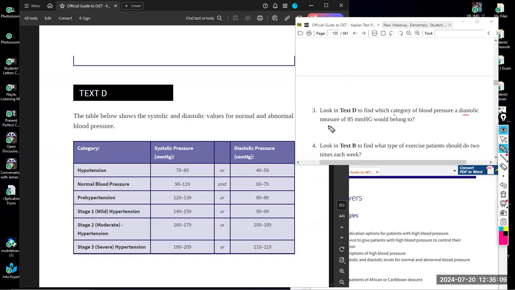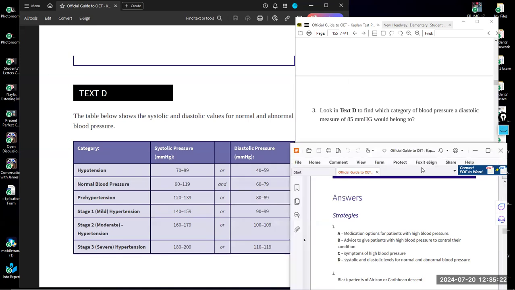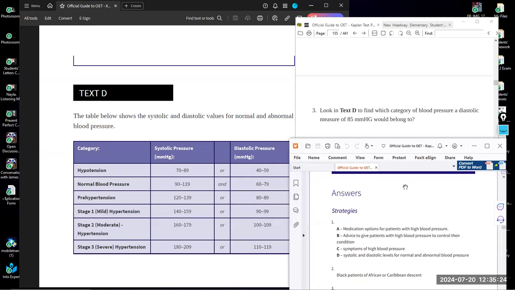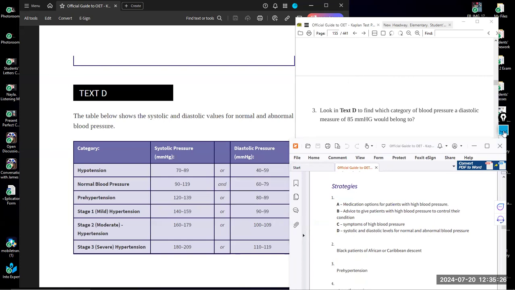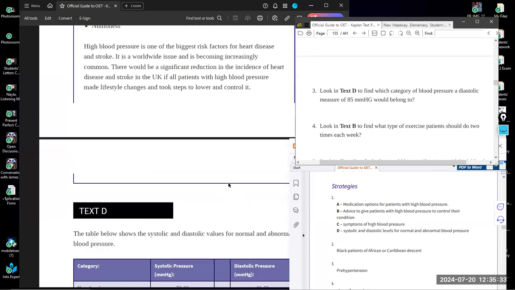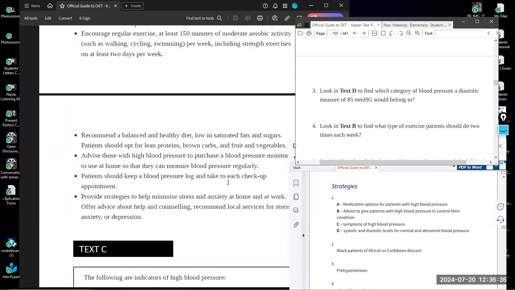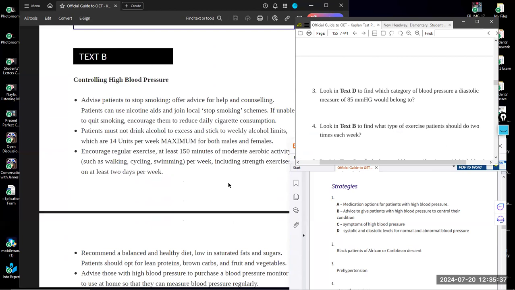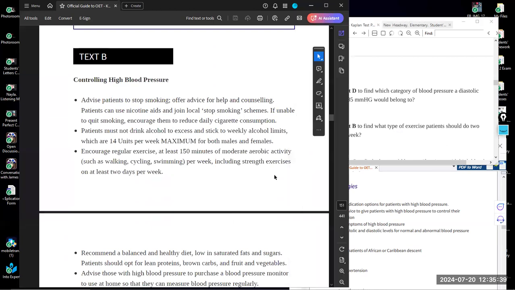A diastolic measure of 85 mm Hg would belong to whom? It's pre-hypertension. Yes, thank you. Exactly. So let me show you the correct answer. It's pre-hypertension. Exactly. Now, the next question, let's go up to text B. I just want to show you that, again, the questions are not going to be in chronological order.